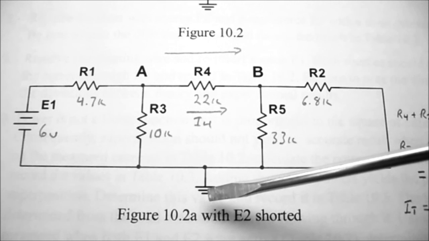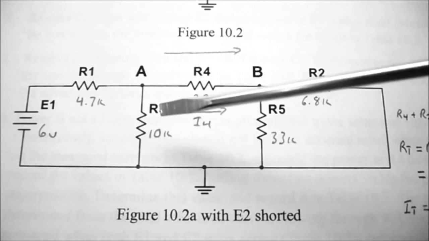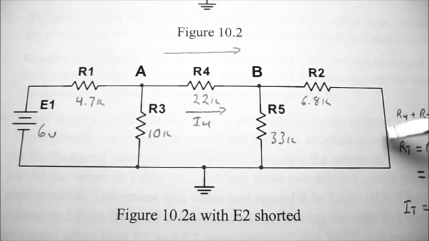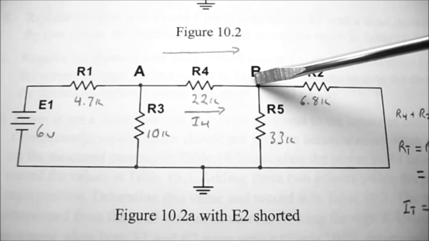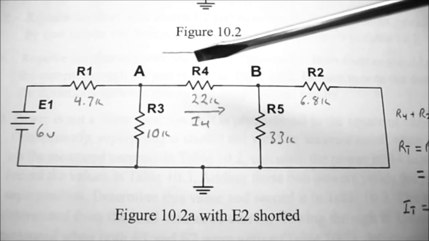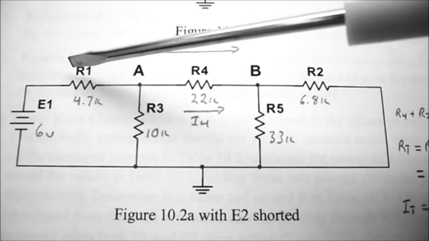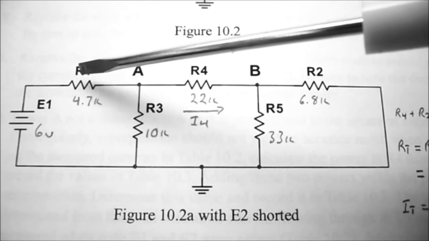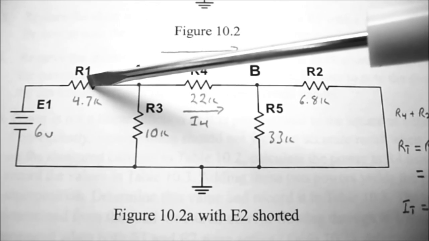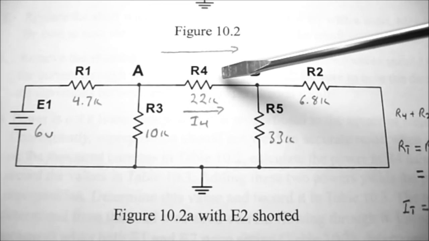So looking at figure 10.2a with E2 shorted, you can see I've redrawn the schematic diagram with E2 shorted out. Now we need to find the current flowing from point A to point B. To do this, we're going to use the current divider law. So we need to start by finding the total current flowing through the circuit, which is also the total current flowing through R1. At which point we can use the current divider law to find the current flowing through R4.